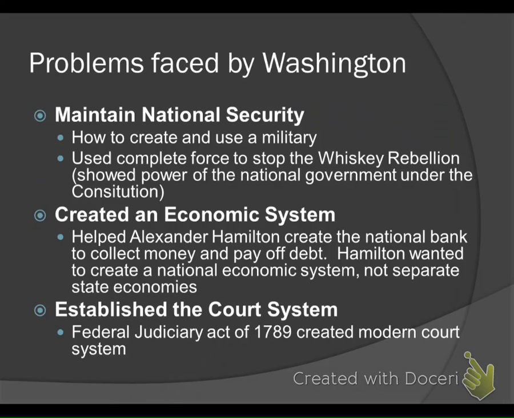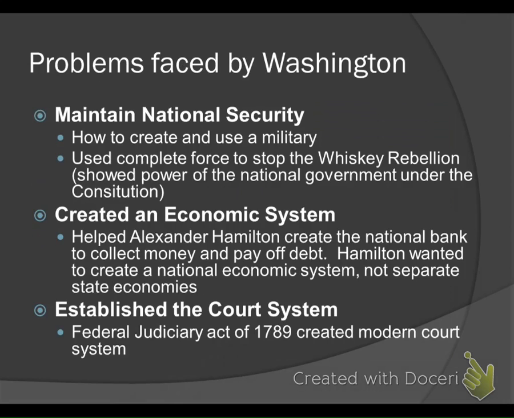He also faced the problem of creating an economic system. He helped Alexander Hamilton create the National Bank to collect money and pay off debt. Hamilton wanted to create a national economic system, not separate state economies. He wanted us to all have one money. We didn't want to rely on different monies from different states. And we wanted to be able to pay off our debts and collect money as a country, not as individual states.